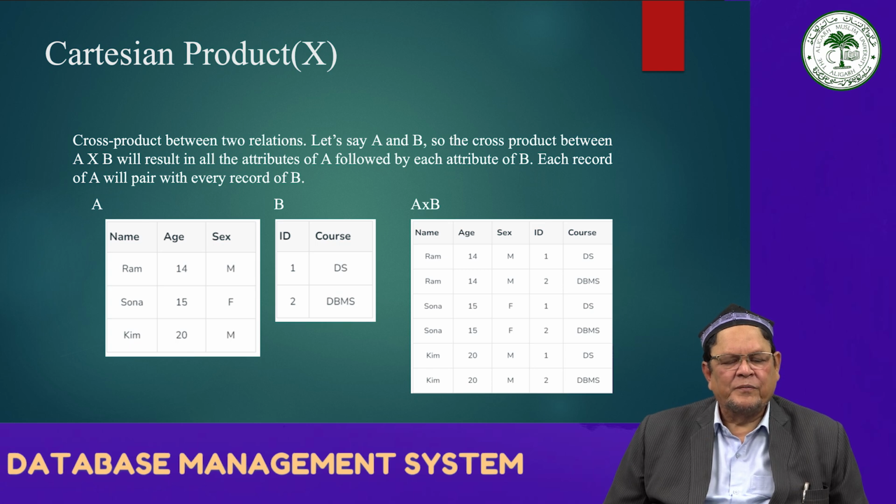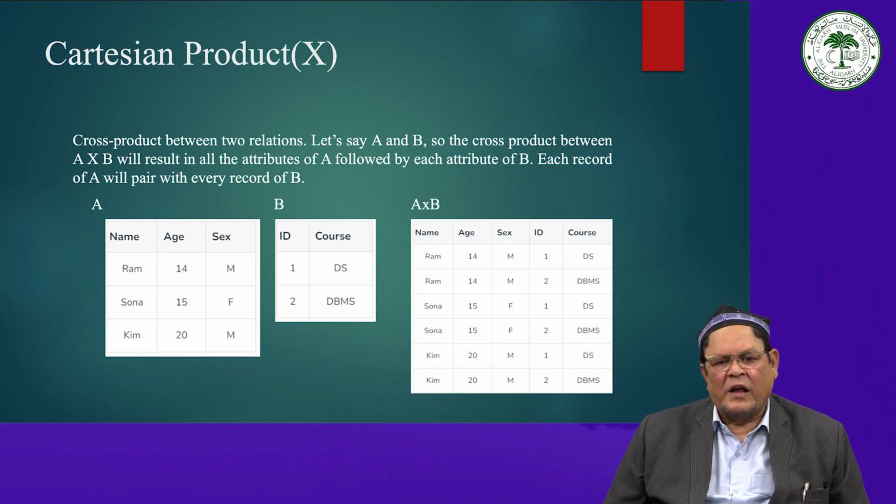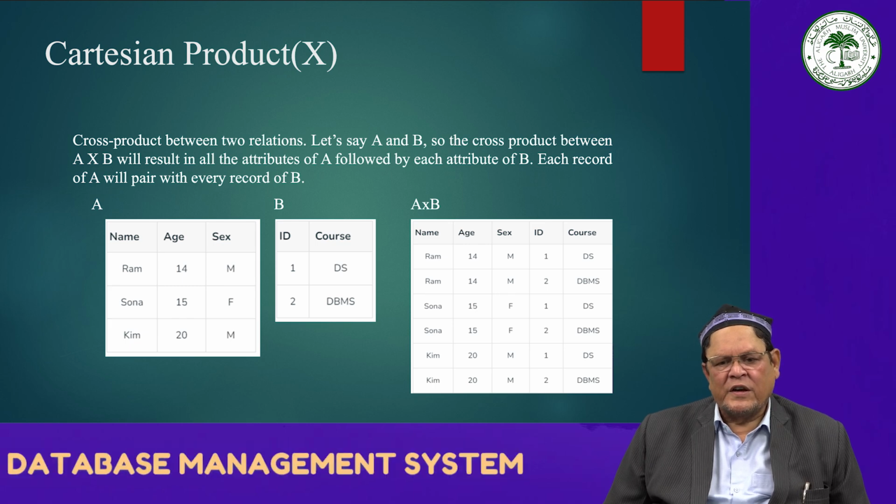Cartesian product. Cartesian product is a fundamental and crucial operator in relational algebra used to combine every tuple from one relation with every tuple from another relation. It results in a new relation where each tuple from the first relation is paired with every tuple from the second relation, creating a complete cross product of the two sets.